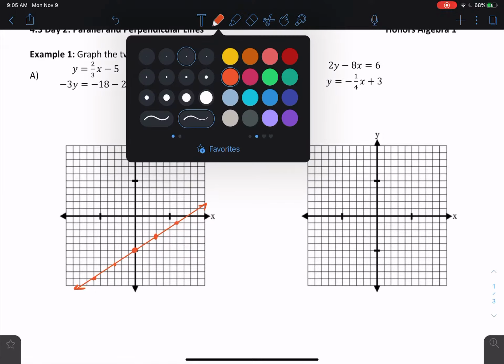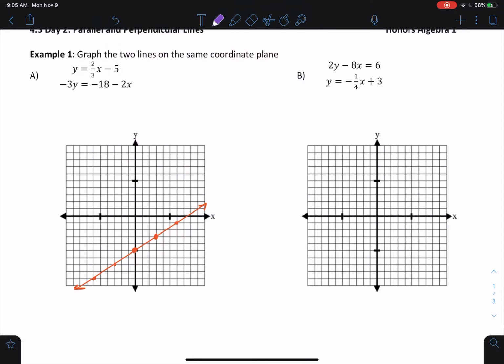For the second line, -3y equals -18 minus 2x, I've got to get this in slope-intercept form. So I have to solve for y. How am I going to do that? I'm going to divide everything by -3. So I'll get y equals 6 plus 2/3 x. Be really careful with your negatives and your positives. All right, I'm going to rewrite this so that it's in the more traditional slope-intercept form.